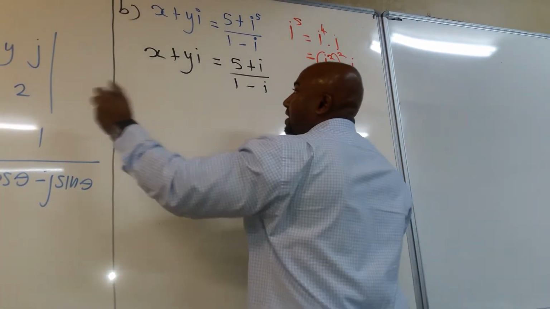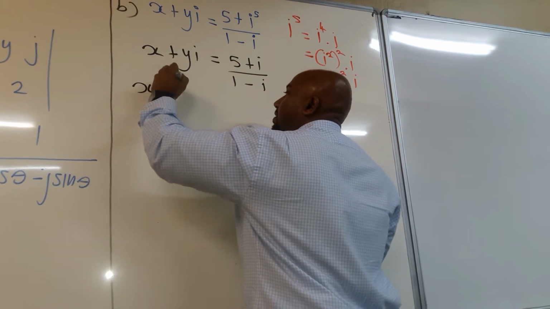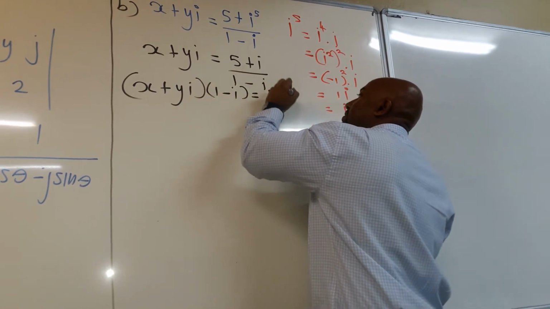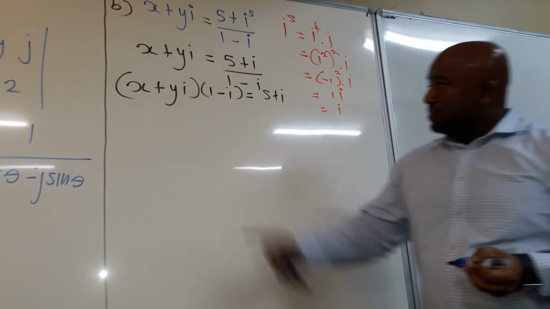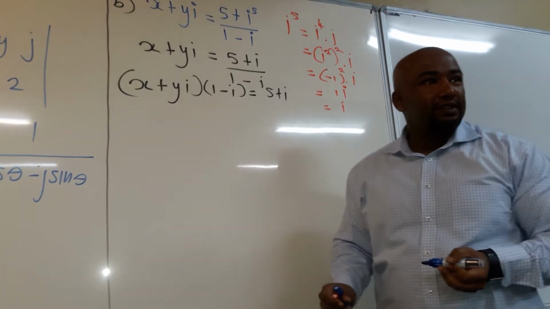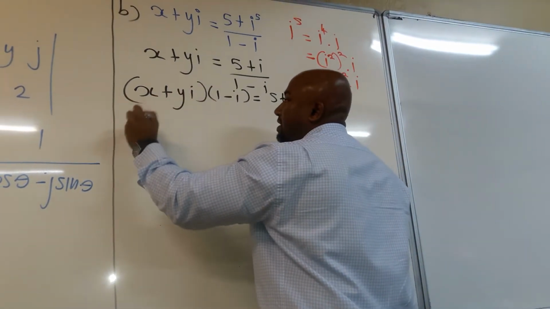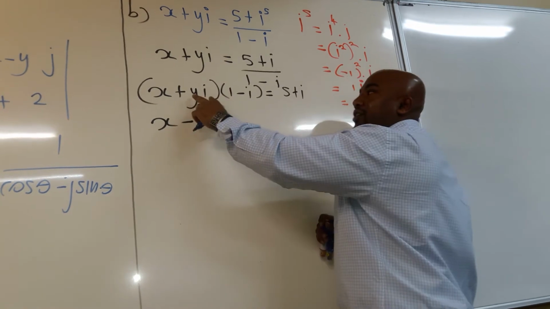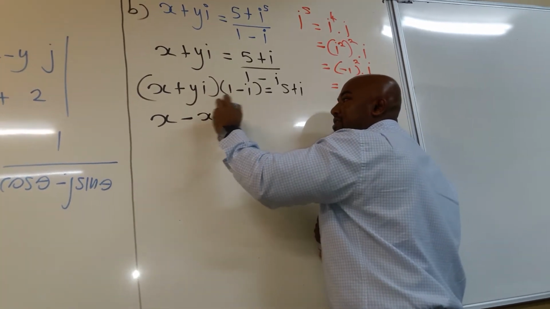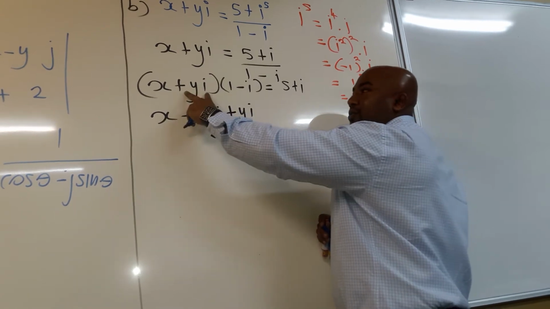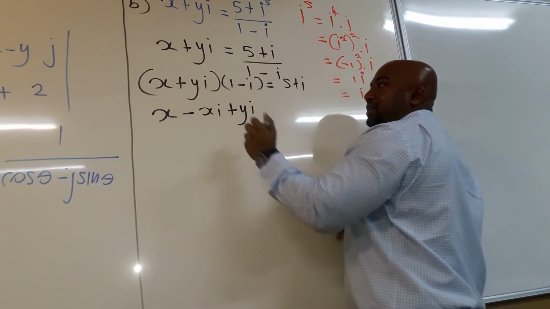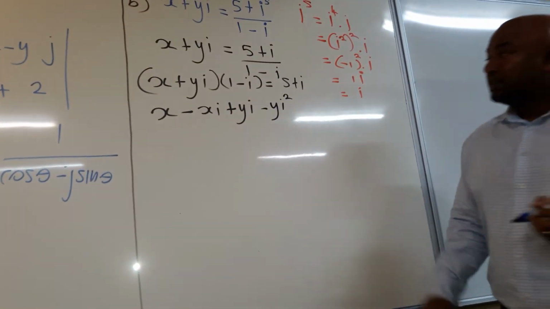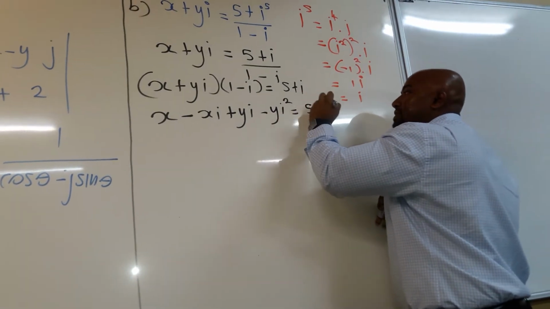So if I cross multiply it, that will be x plus yi multiplied by 1 minus I is equal to 5 plus I. So now I will have to remove the brackets here. Alright, so that will be x times 1, which is x. X times minus I will be minus xi. And then you got yi times 1, which is just y times I. And then you got yi times minus I. That will be a negative yi squared. You're clear with that? This is equal to 5 plus I.